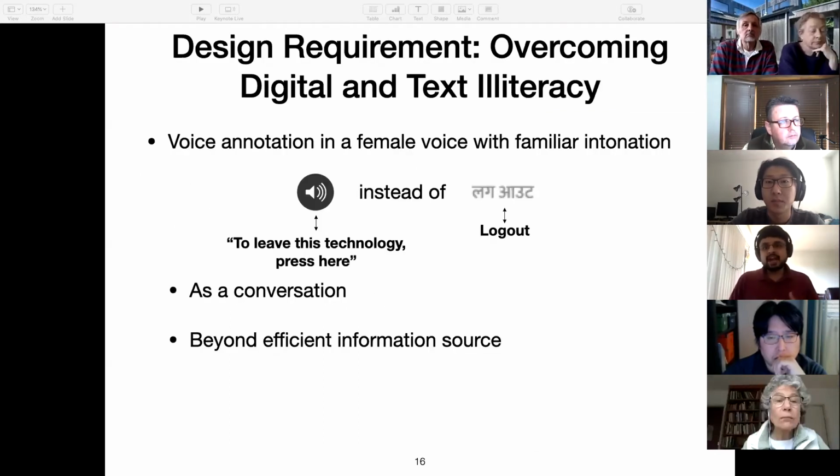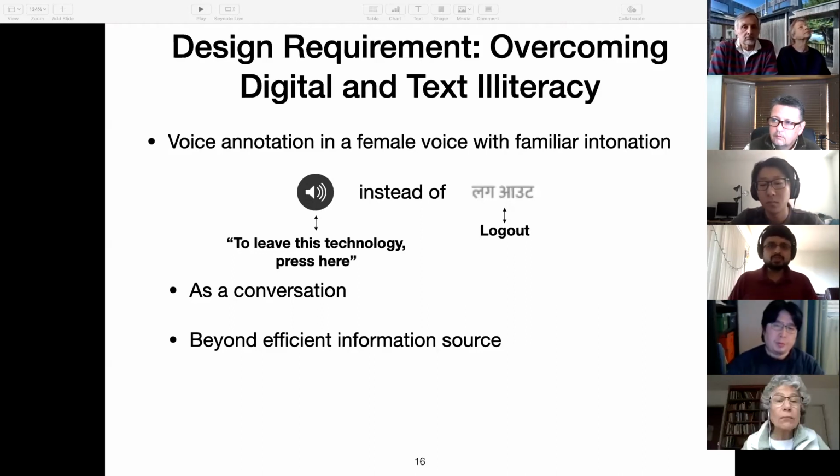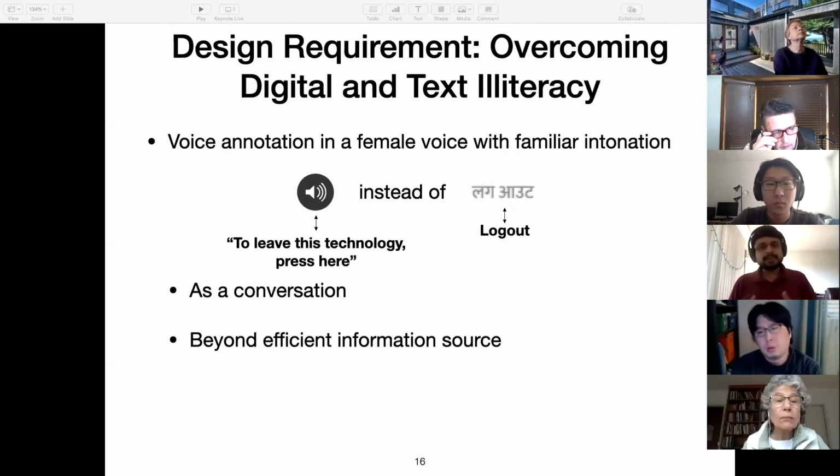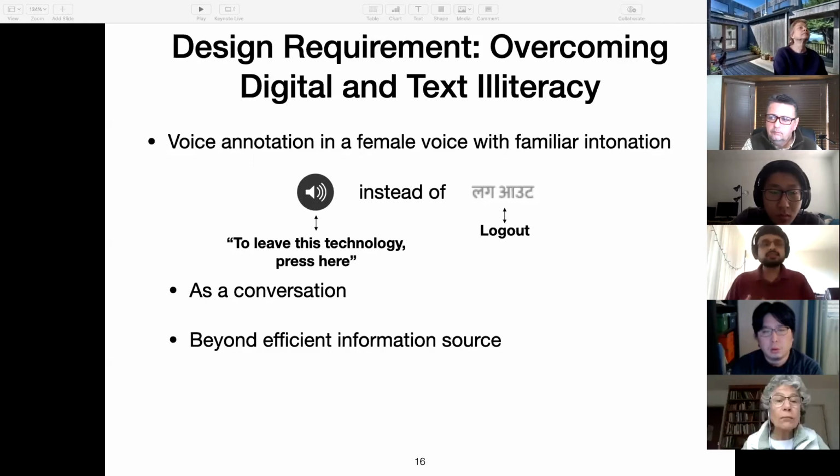Now, all the elements in Hamrokala had voice annotation, which played whenever a user hovered over the element. The voice annotation played in a female voice with a familiar intonation. Moreover, the sister survivors had limited digital literacy. So phrases that are quite common in digital parlance, such as login and logout, which is also commonly used in Nepali websites, had little meaning to them. So we used elaborate phrases in the voice annotation. For example, instead of saying log out in Nepali, the web application said, to leave this technology, press here. In this way, we see voice not as an information source, but as a conversation with the users.